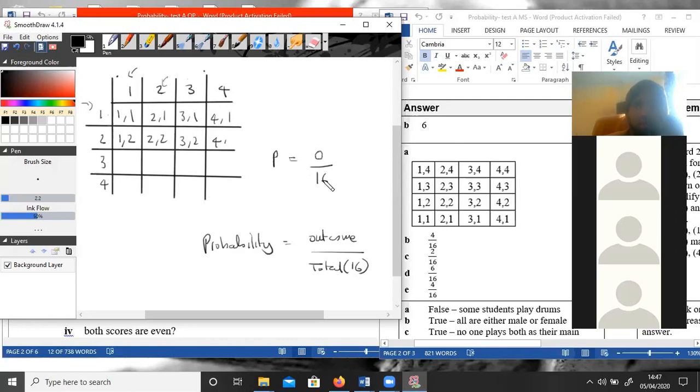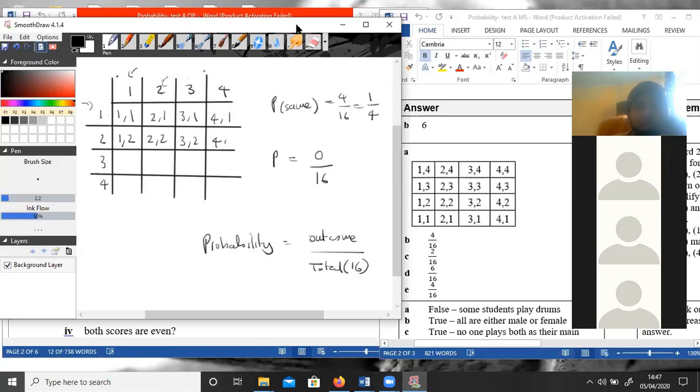The question's asking me, what's the probability of me getting the same number twice? So for me to get the same number twice, how many times out of 16 does that happen? Well, it happens here, once. It happens here, 2. It happens here, 3. And it happens here, 4, exactly. So my probability of getting the same numbers equals 4 over 16. If I simplify that, it becomes 1 over 4. Make sense?